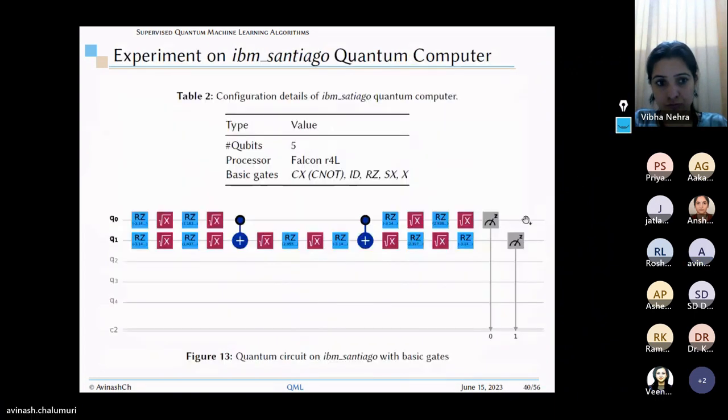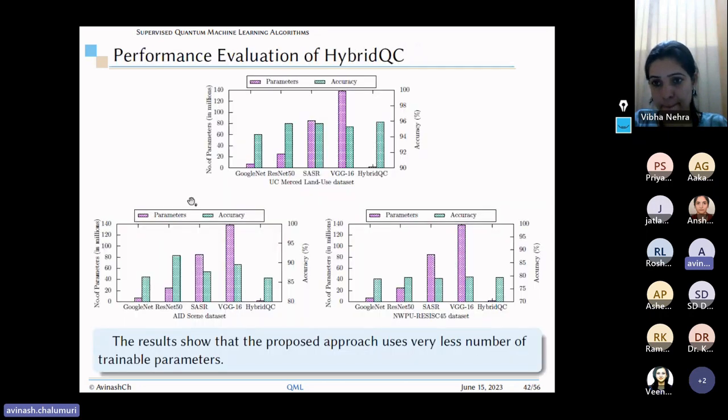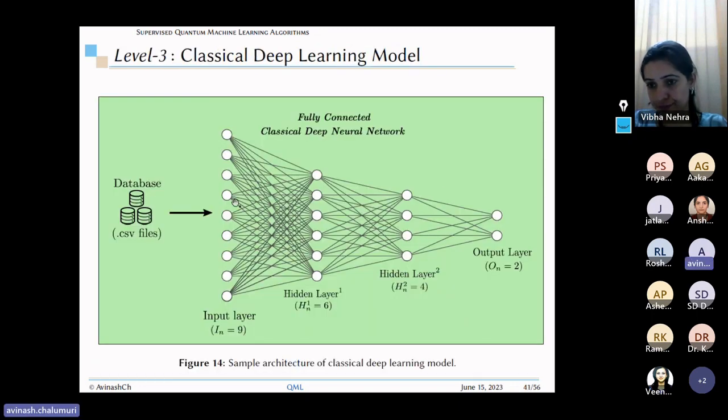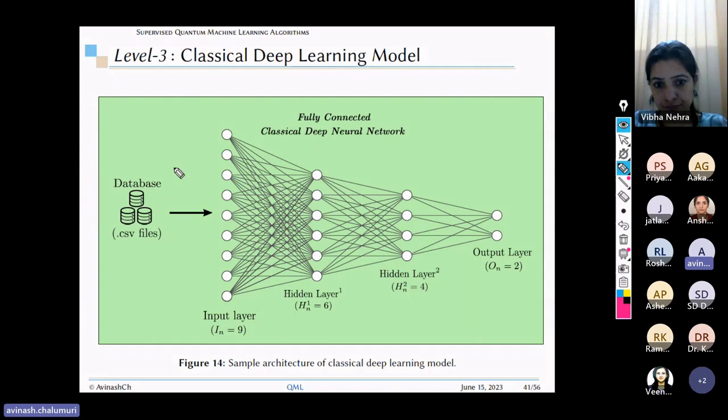This is a circuit originally implemented on the IBM Santiago quantum computer. Again, I'll show that in a couple of minutes. So this is what I told: our features are stored in CSV files, and those features are used to train a classical deep neural network in order to get the output.